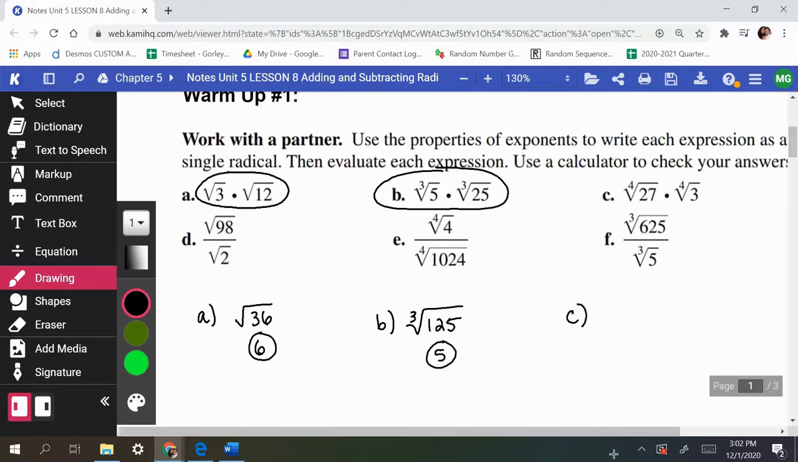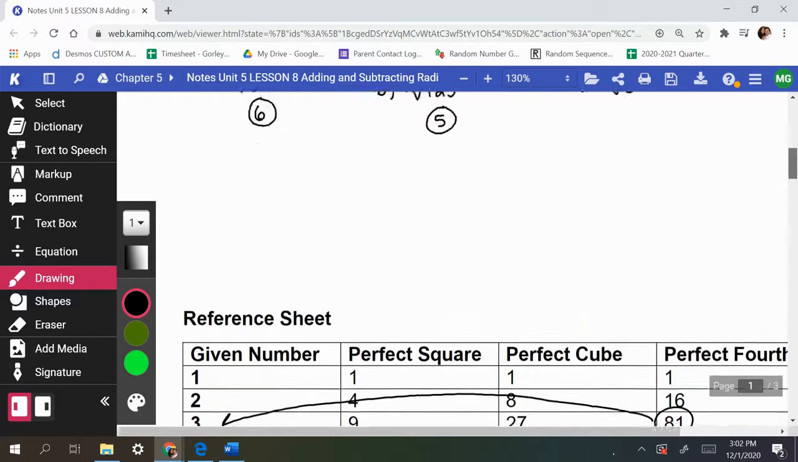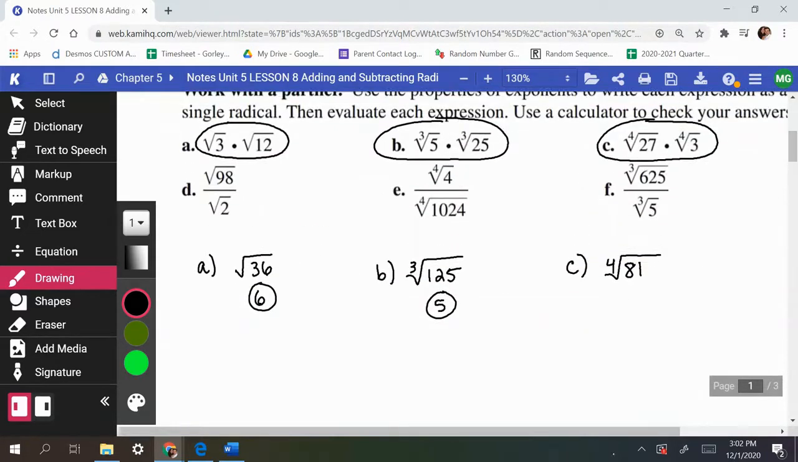Okay, in part C, which is right here, we've got fourth roots. The fourth root of 27 times the fourth root of 3 is going to give us the fourth root of 81, which if I look down here, 81 is a perfect fourth. It's going to be a perfect fourth of 3. 3 to the fourth power is 81. So I'll have just 3.